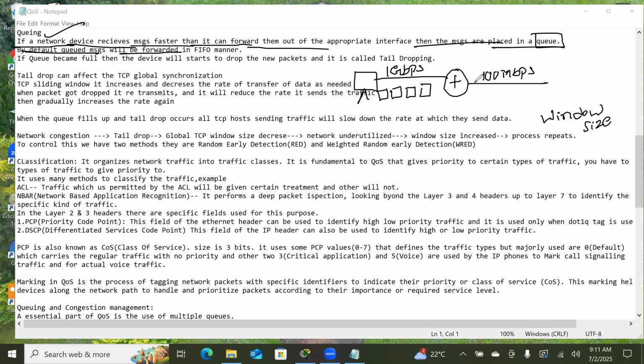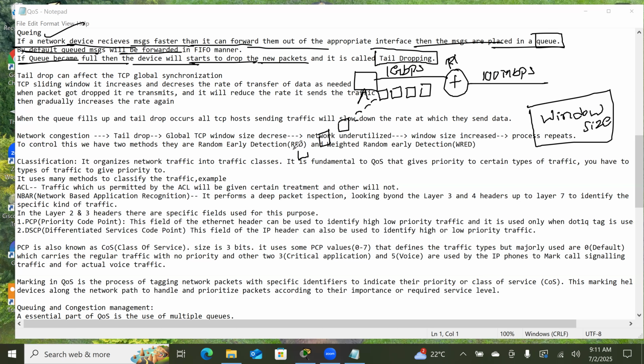If the device connected inside keeps sending data at the same speed, then what is the router going to do? It's going to drop the tail. That means if a queue becomes full, the device will start to drop the new packets, and this is called tail dropping. Even though the router is trying to control the flow, if the device is still sending, the extra packets will be dropped inside the network itself.